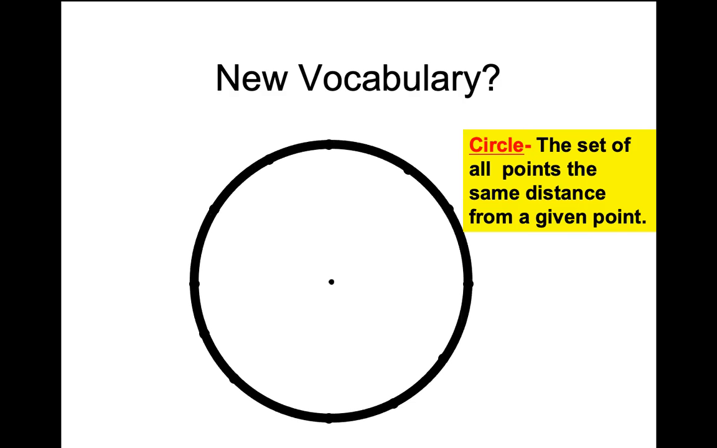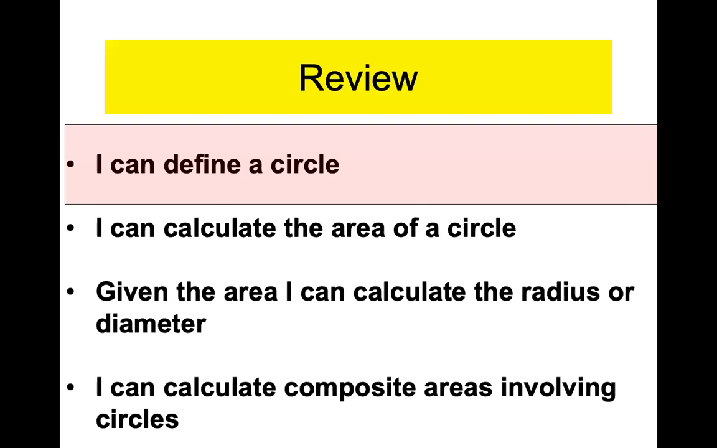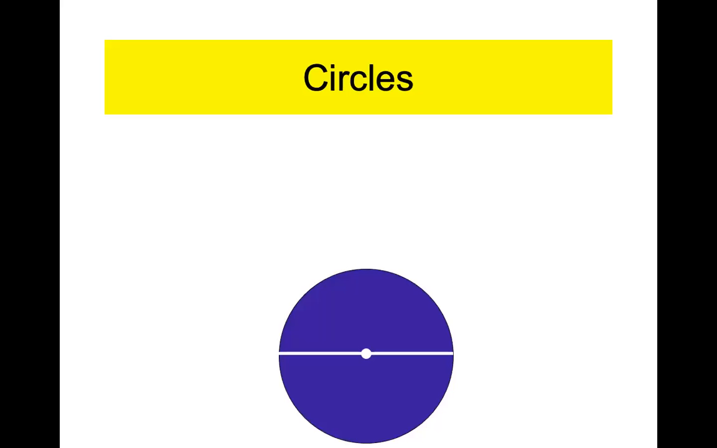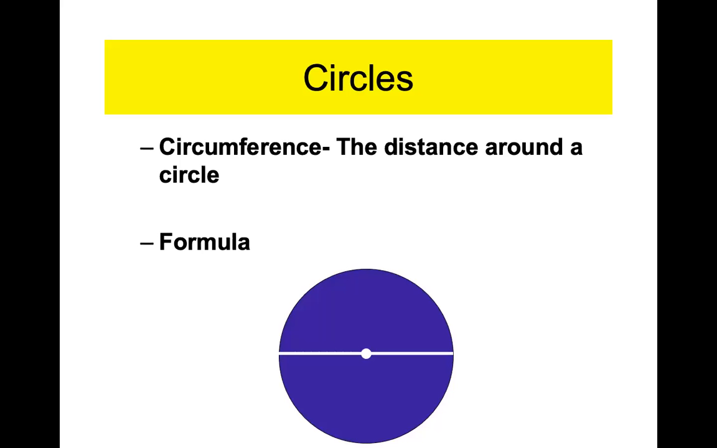The circle is not the center. It's not the outside. It's this black curve. That's the actual circle. Paradoxically or ironically, the center is not part of the circle. It's just this curved black line. That is the circle. So it's the set of all the points that are the same distance away from a given point. Most circles we color, but this colored portion is not part of the circle.